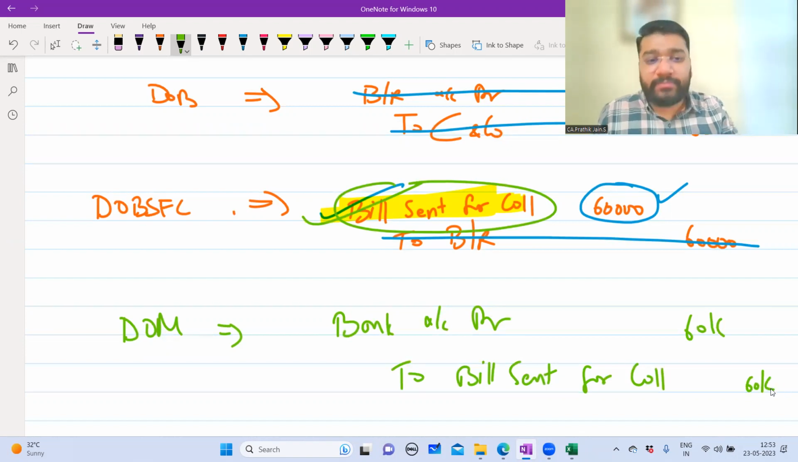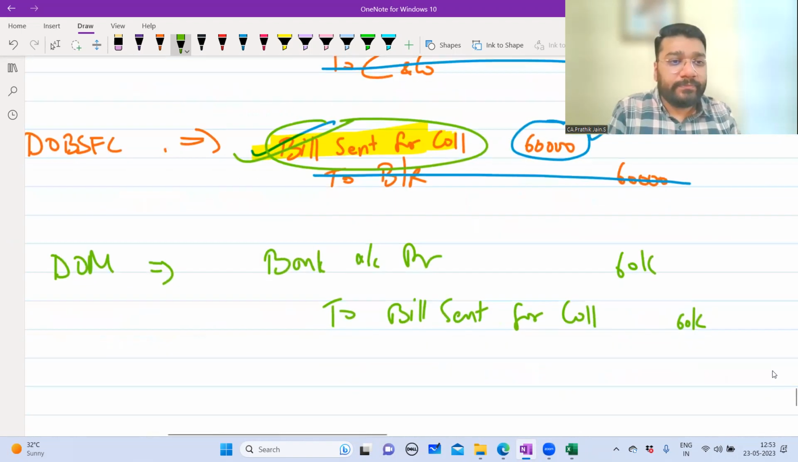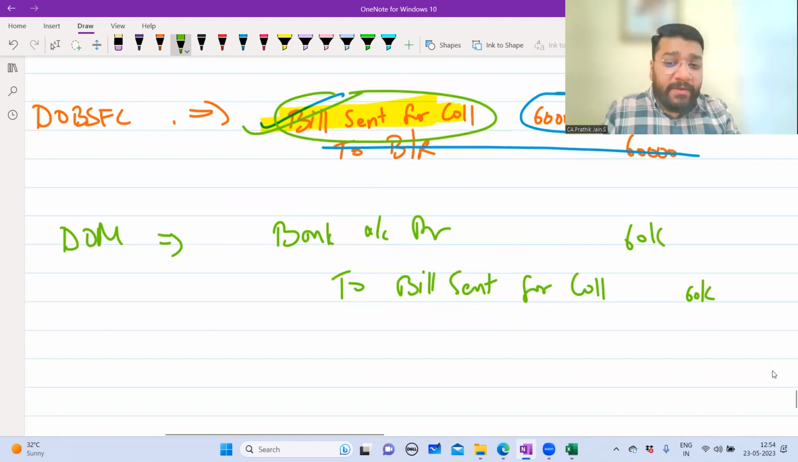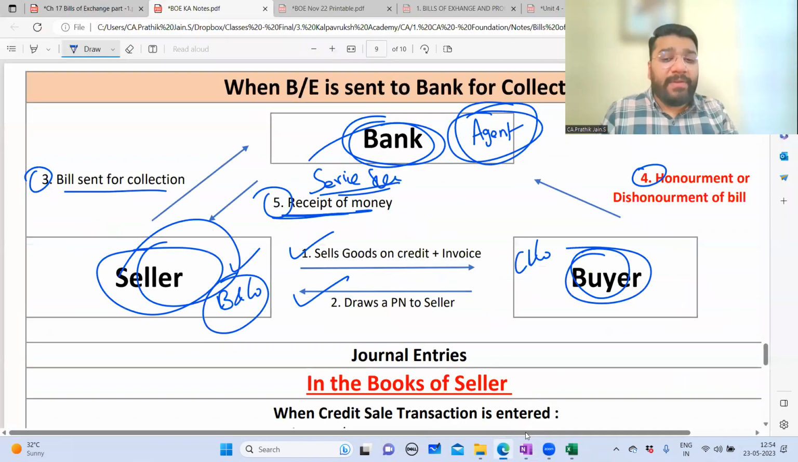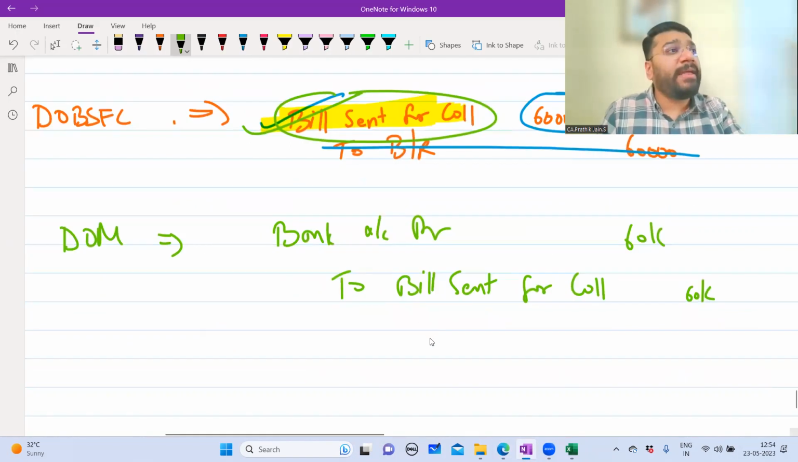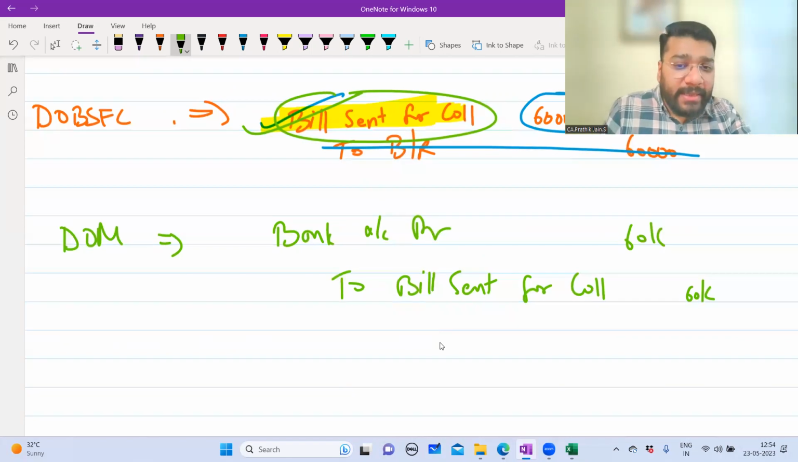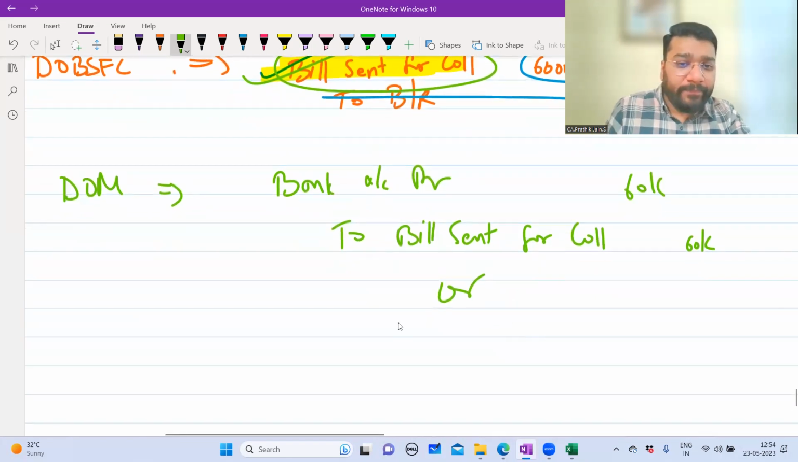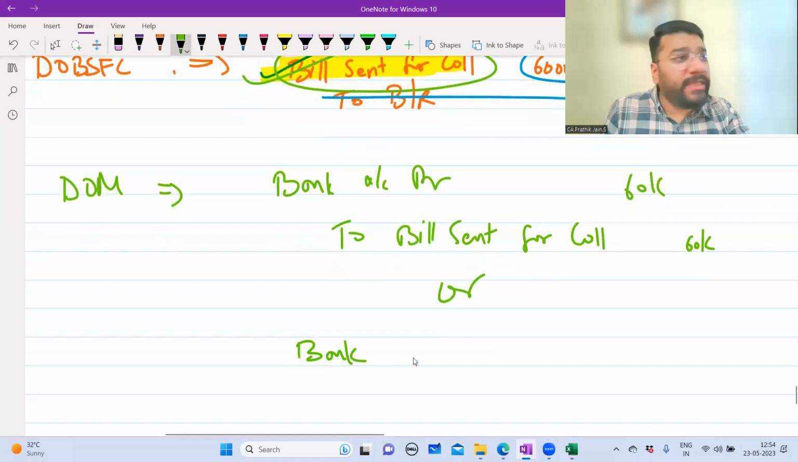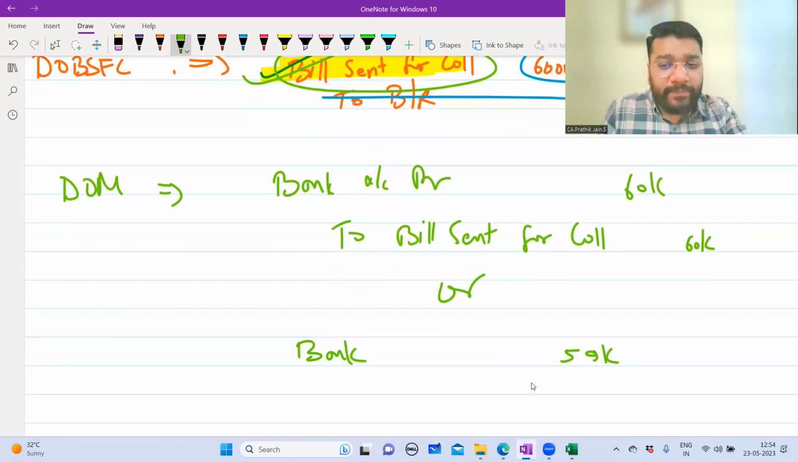60,000, 60,000. Any problem? If there are any banking charges, then that entry will come separately. For example, let's suppose there is a banking charge of 1,000 rupees. If there is a charge, then what will happen? The banker will not pay you the full 60,000. He'll pay you 59,000 only.